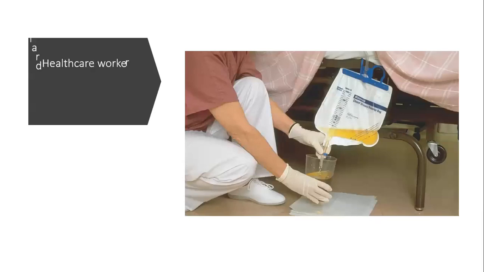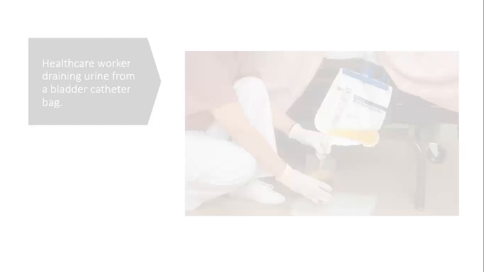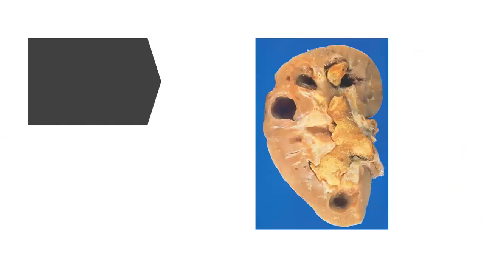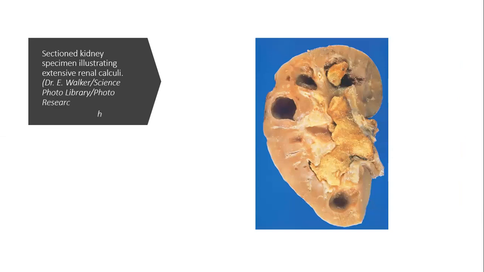Here, a healthcare worker is draining urine from a bladder catheter bag. You can see the sectioned kidney specimen illustrating extensive renal calculi. It's called staghorn, like the horn of an animal.